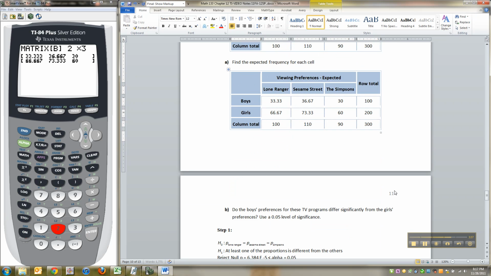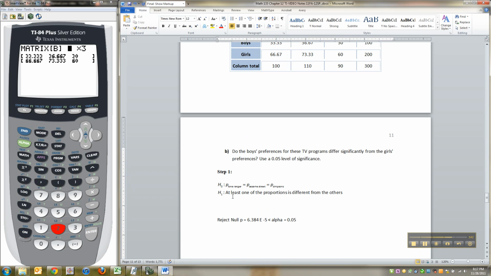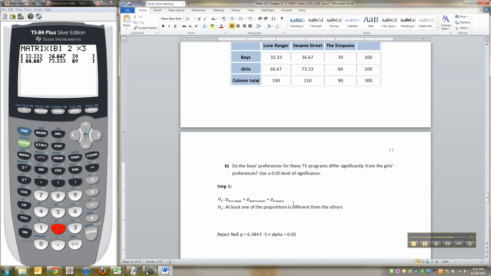Okay, so now down here, step 1 would be that the proportions are equal for all 3 groups. Boys' and girls' preferences for these programs differ significantly. So we're saying the proportion of boys and girls that prefer each one of these groups is equal. And then the alternative to that would be that at least one of them is different. Okay, step 2, we would need an alpha, but they gave it to us.